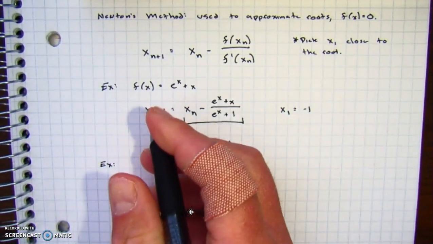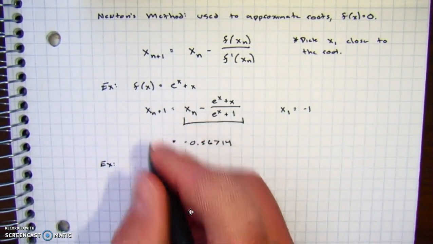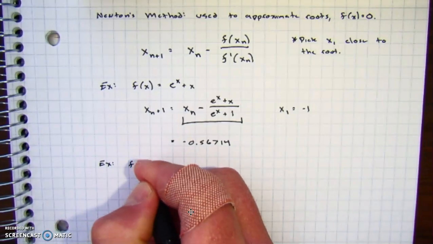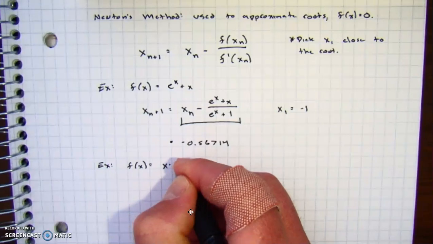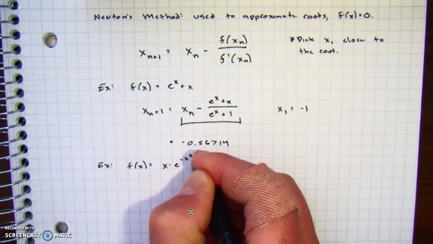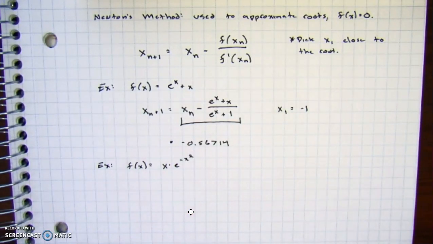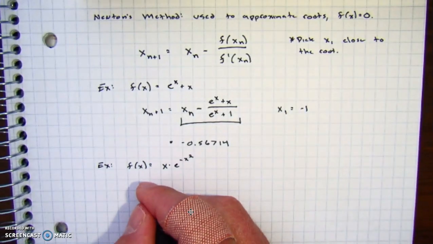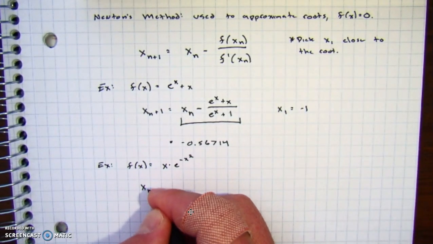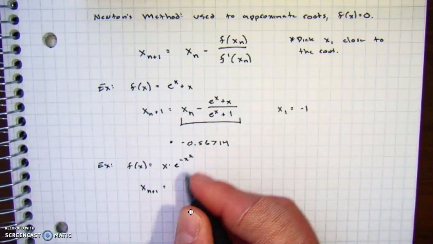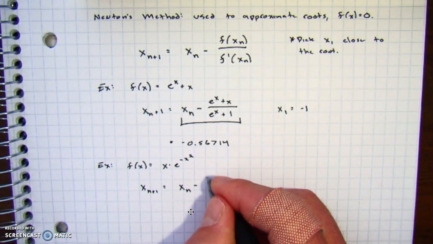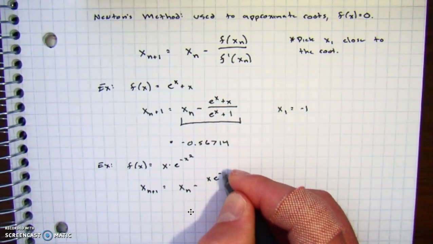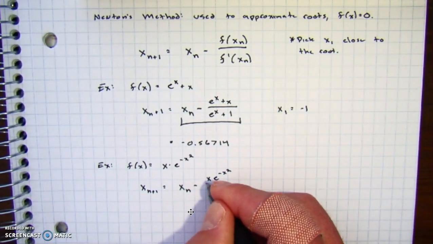So for this one, let's use f of x equals x times e to the negative x squared. Okay, so our iteration then, x sub n plus 1. All right, so that's just going to equal x sub n minus x e to the negative x squared.